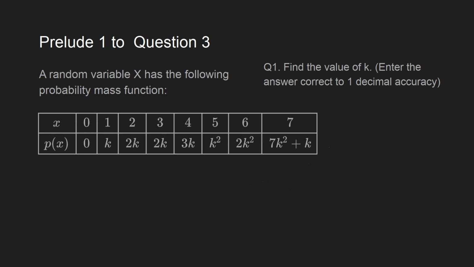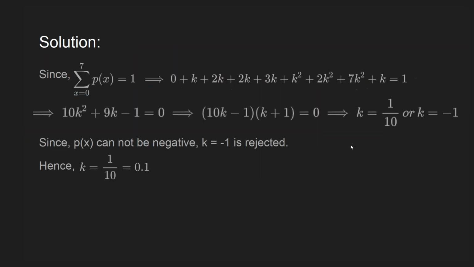Now the next question is, a random variable x has the following probability mass function. So this is the PMF given. Now the question is, find the value of k. So we know that this is a valid PMF. So from the property of PMF, the summation of all the probabilities should be equal to 1. So now here we have taken the summation of probabilities. It should be equal to 1. Now we have put the values here. Okay, and when we solve it, we will get our quadratic equation, which is 10k square plus 9k minus 1.